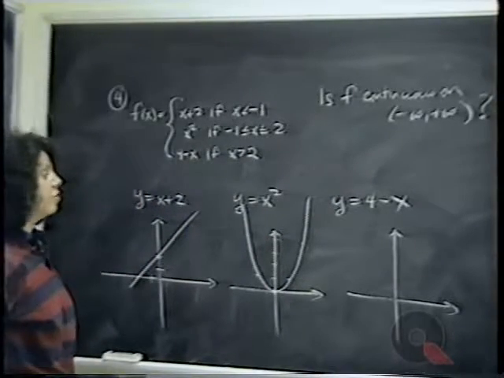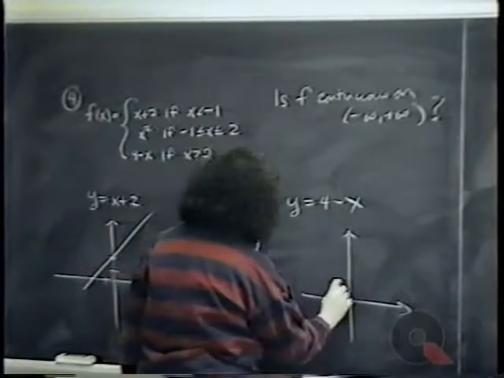And y equals 4 minus x. Once again, its graph is a straight line. If x is 0, y is 4.